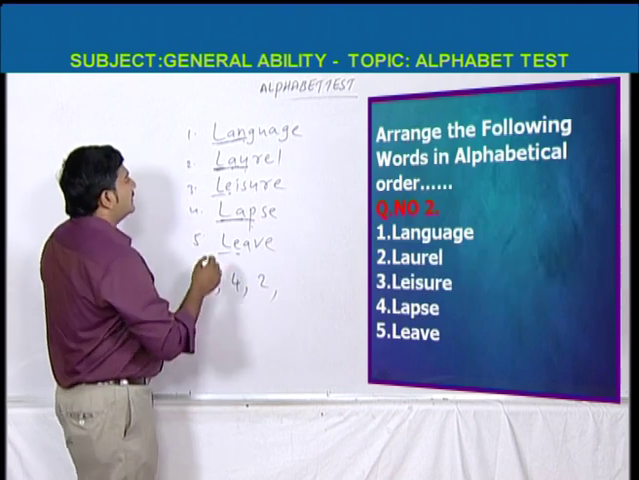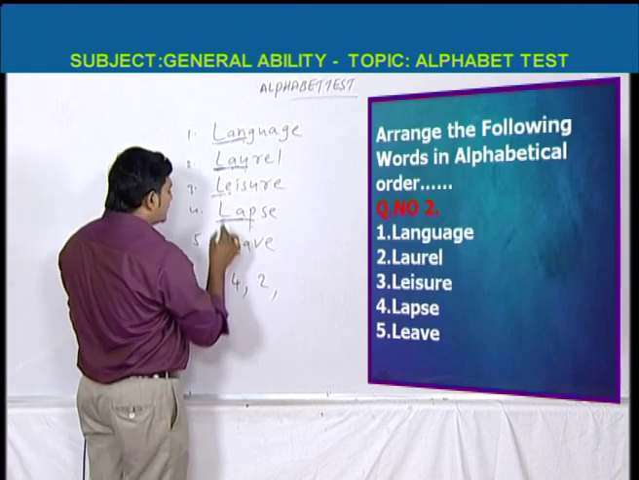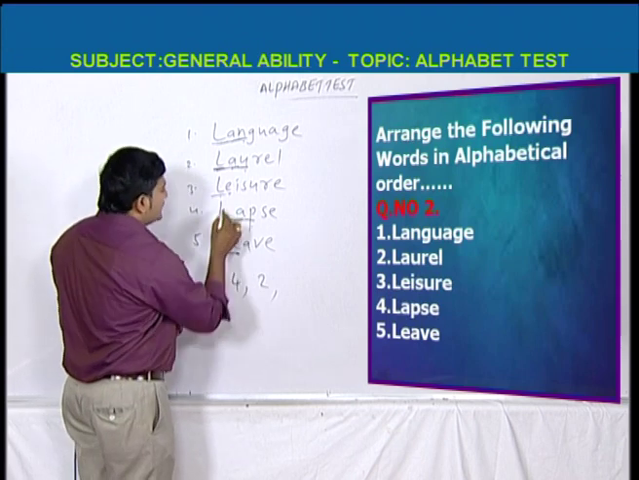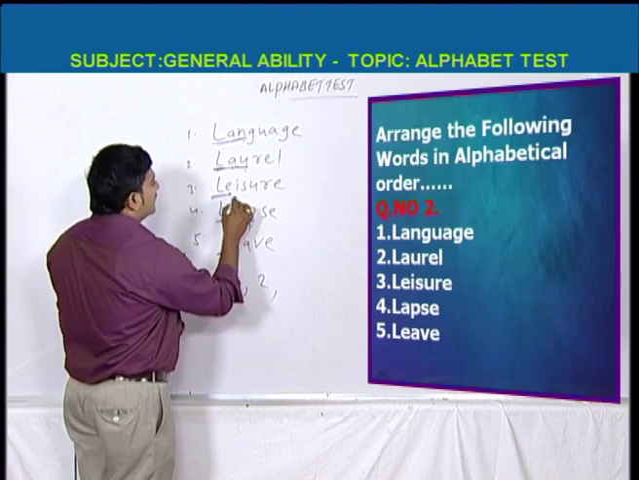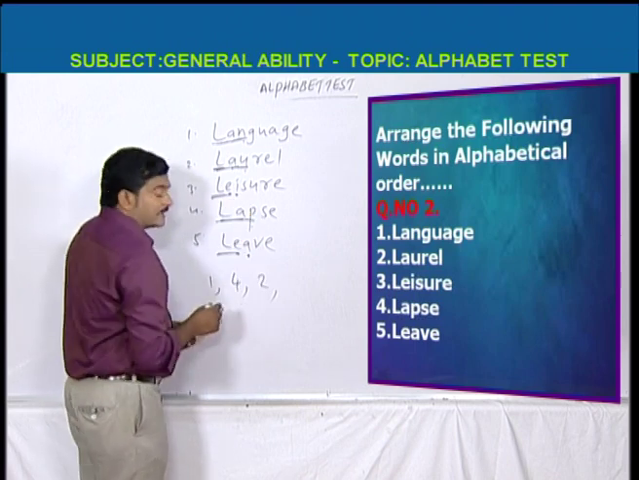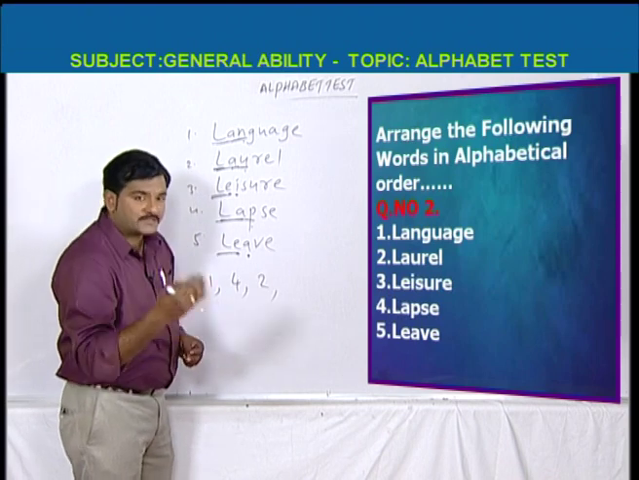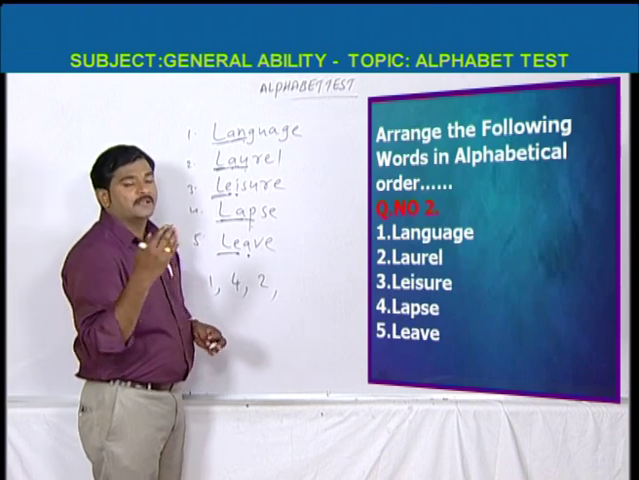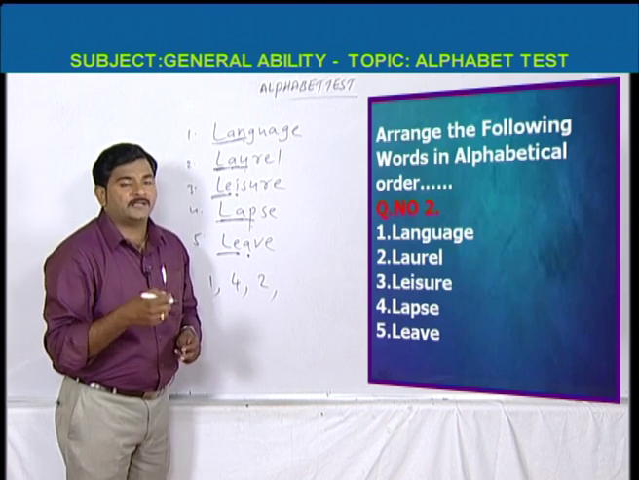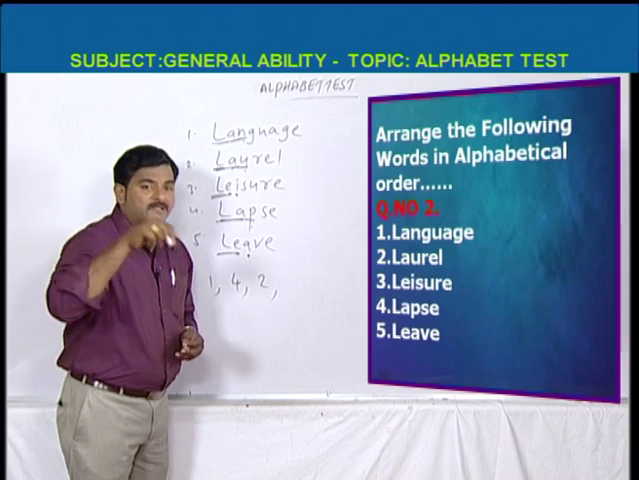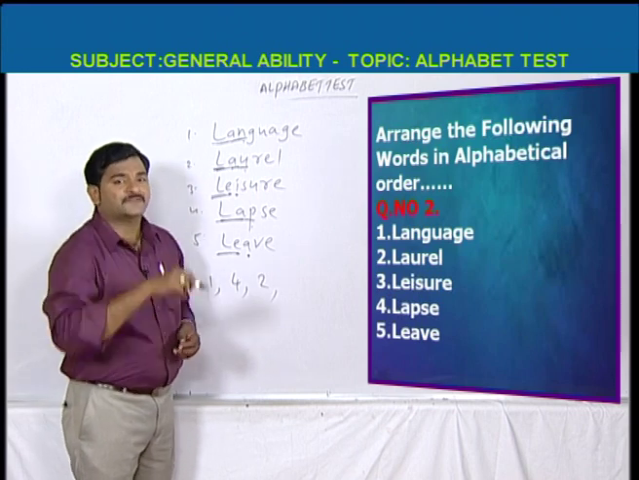After arranging these three, the next terms are LE, LE. We have to arrange these two. LE is common, and the next letter here is I, and here it is A. If the next letter is common, again we will go with the next letter. If that is also common, the next letter. So ultimately, you have to eliminate all common letters. After eliminating all common letters, whichever letter comes first, that word you should take as the first word in the dictionary.